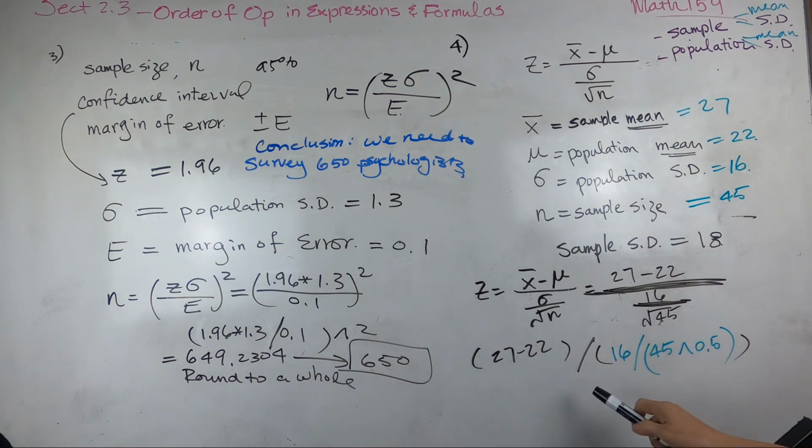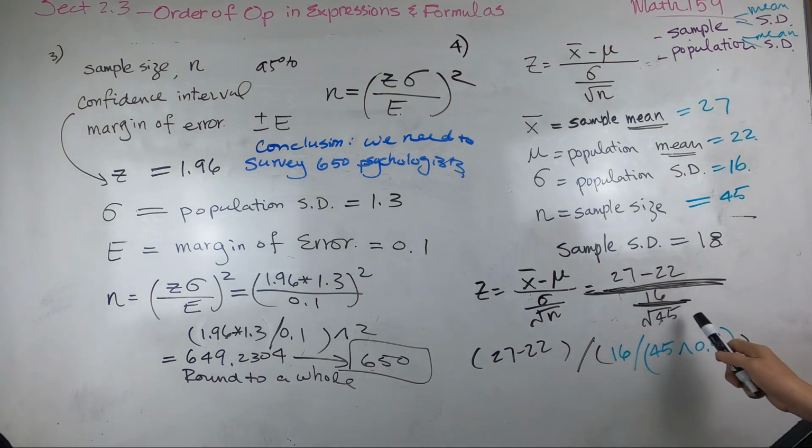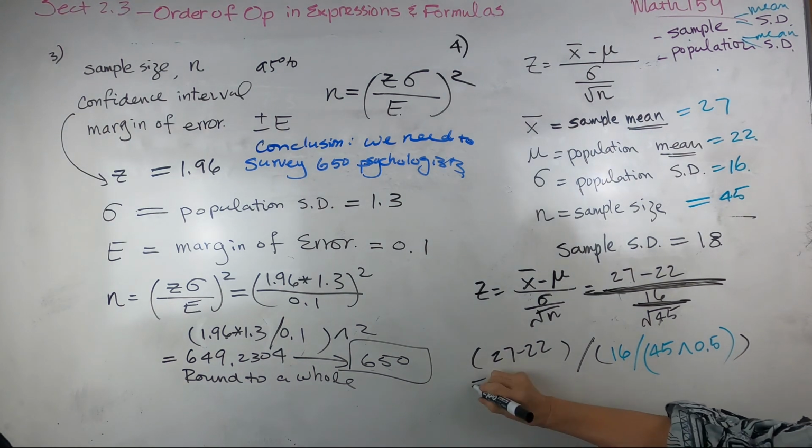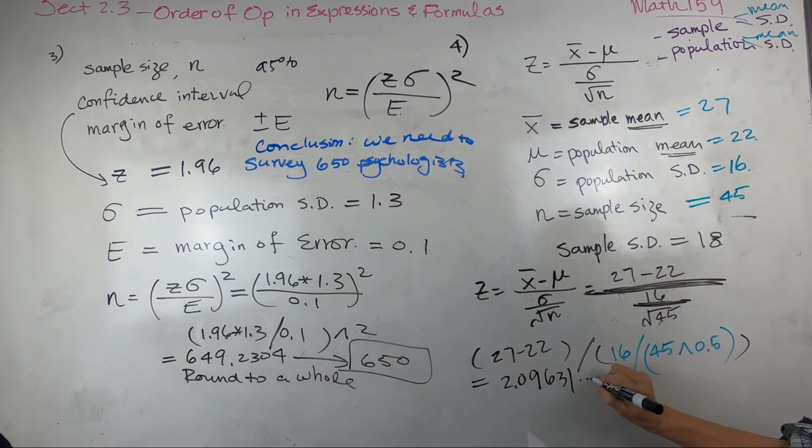Or you can do it individually. 27 minus 22 is 5. Then you calculate this value. Then you divide. Okay? So you should have the answer, which is 2.09631. So how many decimals do you round?